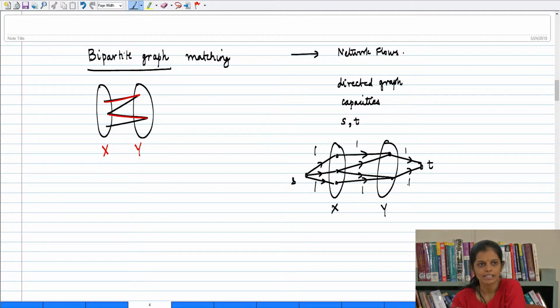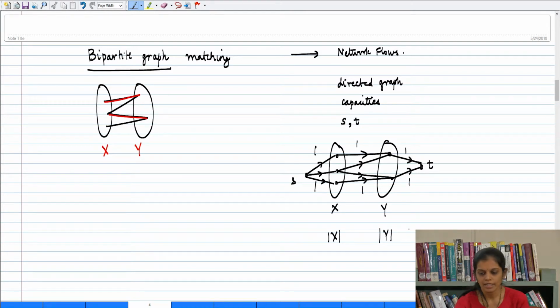So let us first ask, what can be the value of the max flow in such a network, right. Maybe you can even tell what the value of the max flow is, but I will make it slightly general. So you have a bipartite graph with cardinality of X number of vertices and cardinality of Y number of vertices. Can you say that the max flow value in such a network that you have constructed is at most this number?